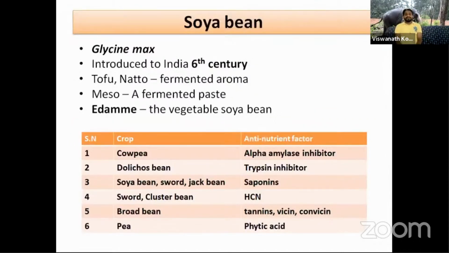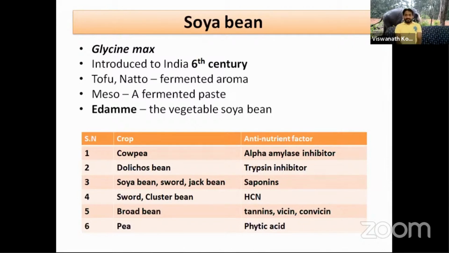Soya bean, Glycine max. It was introduced to India in the 6th century. And you all know the soya bean. The fermented products of soya bean are known as tofu and natto. And there is a fermented paste from soya bean known as miso. And the vegetable soya bean is known as edamame.